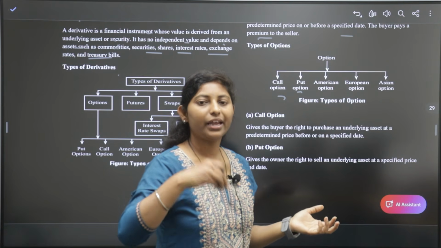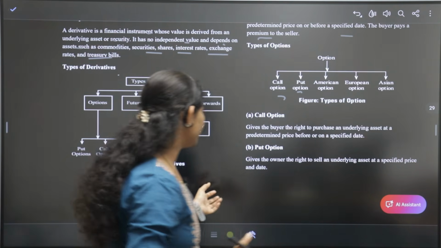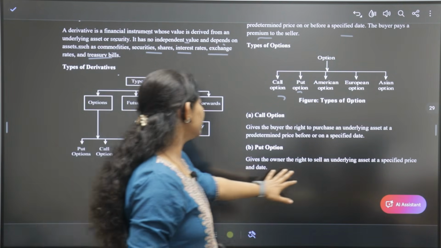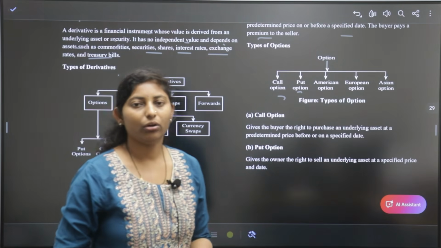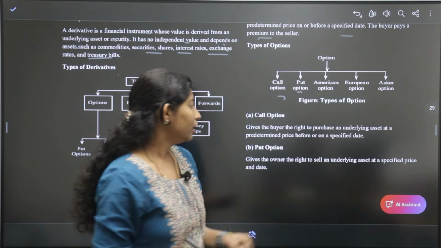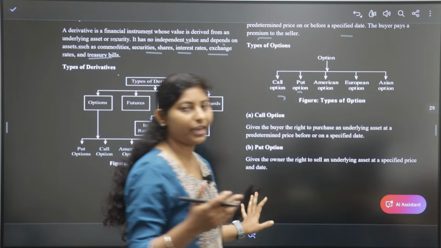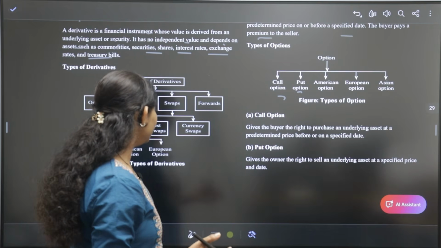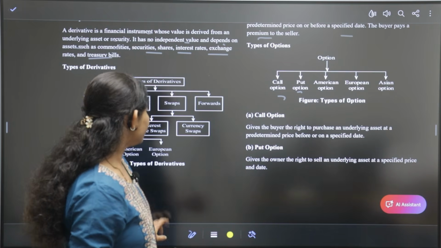Okay, whatever date you specified or mentioned. A put option means it is the right given to the seller to sell on a specified date, or any date you are willing to sell the thing. So that is a put option.